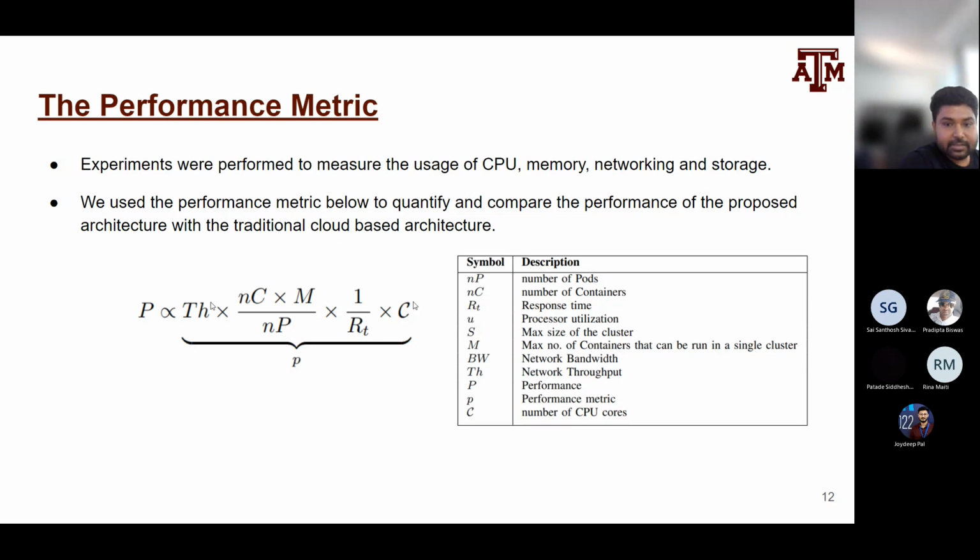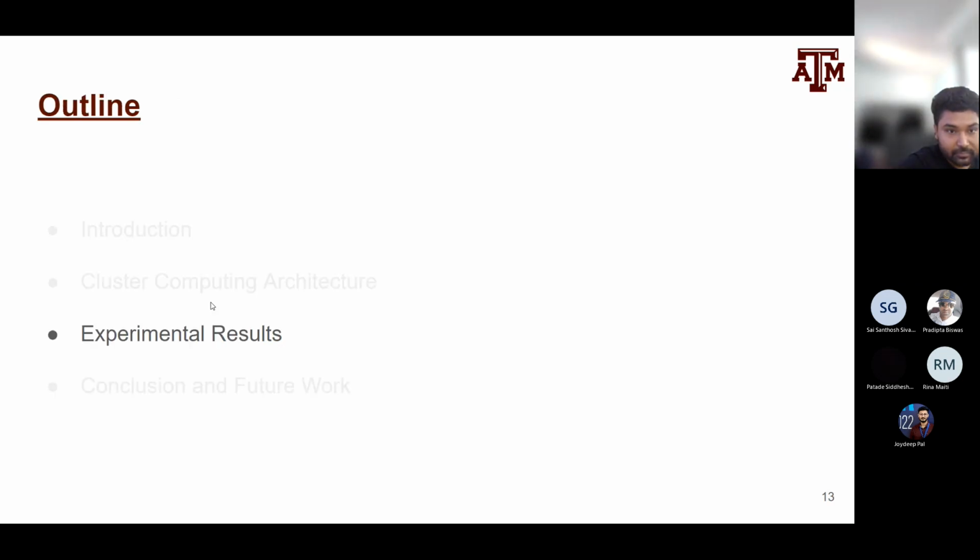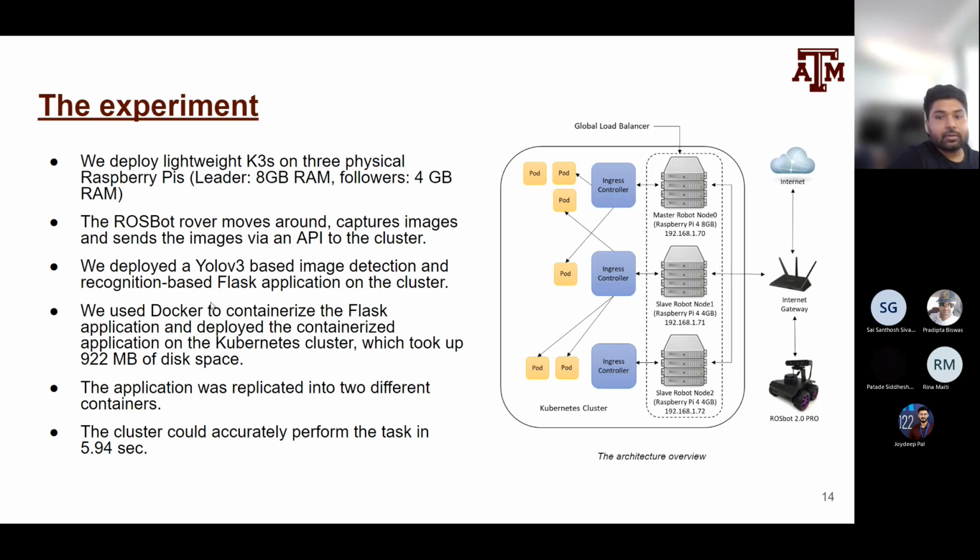And this is the response time. The more response time you're getting, the slower the system, so it's inversely proportional to the performance. This is the experimental setup we have used. We used 3 different Raspberry Pis. We chose this as the master. It has 8 GB of RAM, and these are the slaves. All of these are within the same network. We have used a ROSBot.